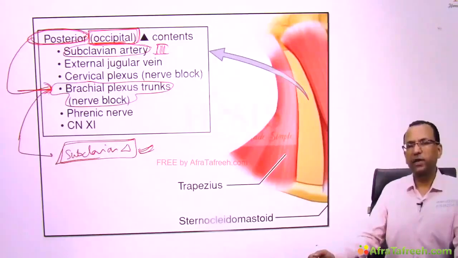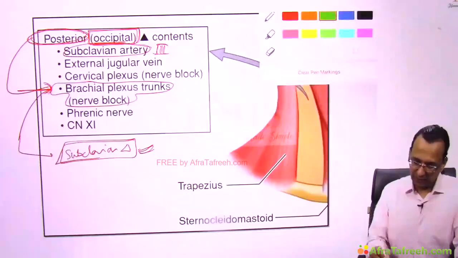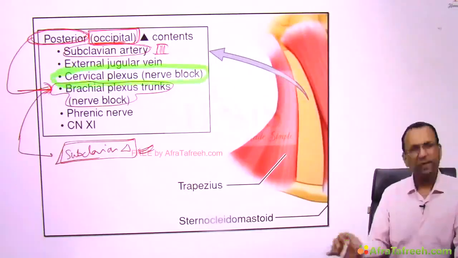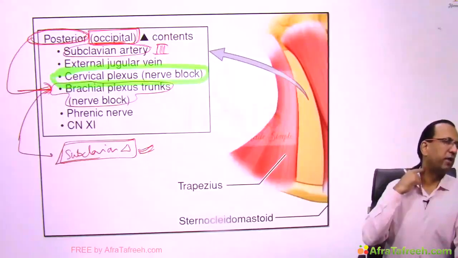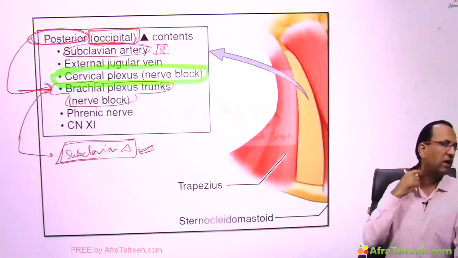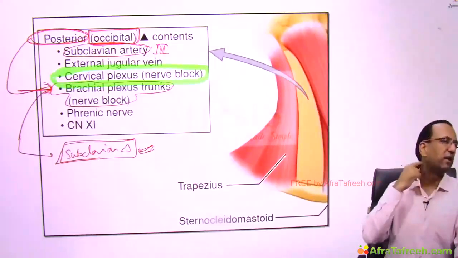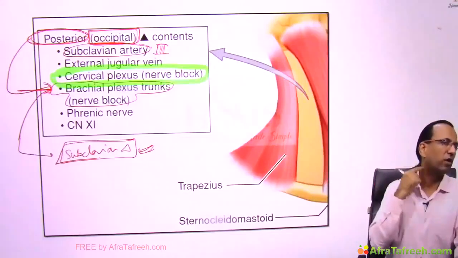Cervical plexus. And why would you block the cervical plexus? I will block the cervical plexus because I'm operating here. Where are you operating? You remember cervical plexus, posterior border of the sternomastoid, in the midpoint of sternomastoid, giving greater auricular nerve, lesser occipital nerve, transverse cervical nerve, and supraclavicular nerve. That is what I want to block.